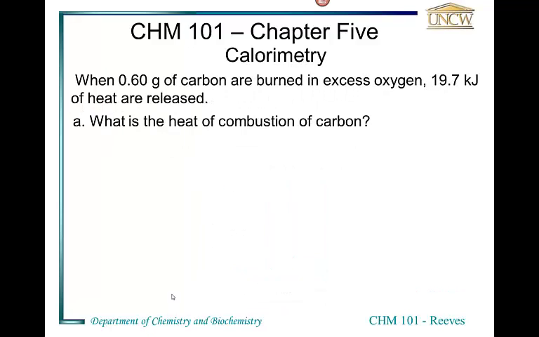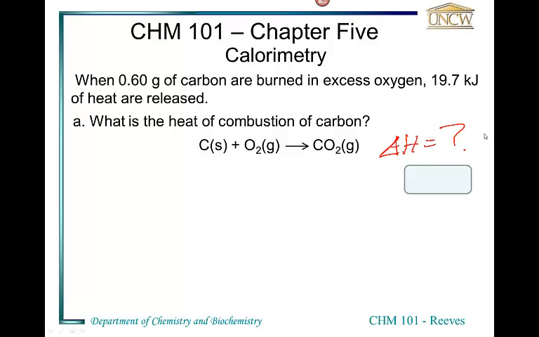Okay, let's go the other way. Let's take 0.6 of a gram of carbon and burn it in oxygen. If we do that and measure the heat that's released, and we'll get to that in the next video, 19.7 kilojoules of heat are released. We want to know what the heat of combustion of carbon is. Well, when you burn carbon or a hydrocarbon, your product is going to be carbon dioxide, and in the case of a hydrocarbon, you're also going to have water. So we want to know the enthalpy change for that reaction. There is no delta H here anymore. In fact, delta H equals a question mark.